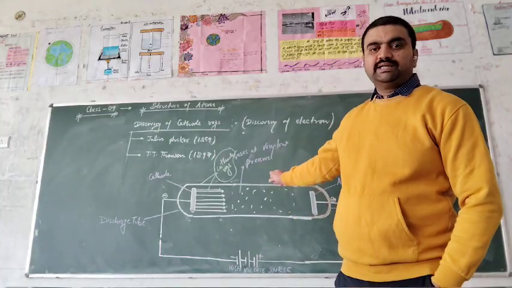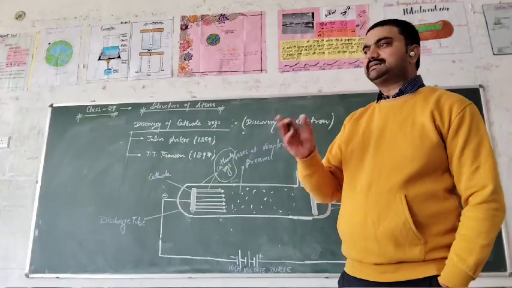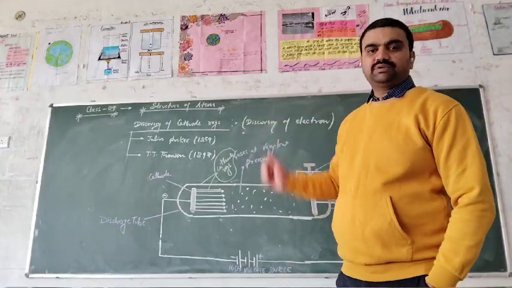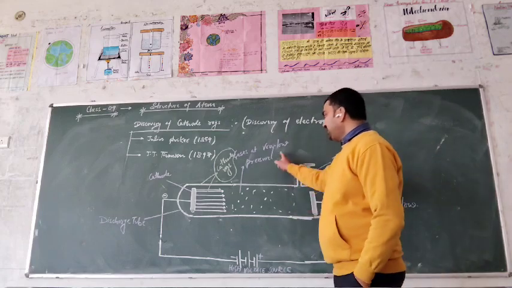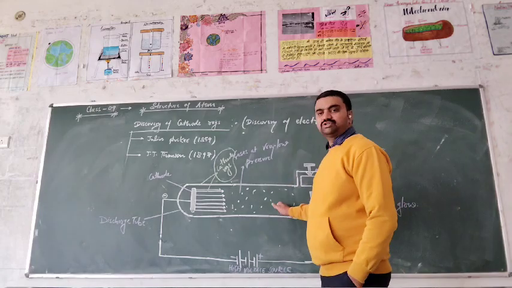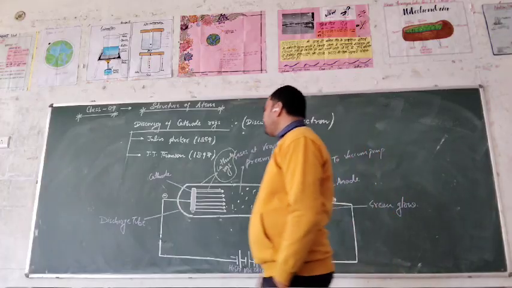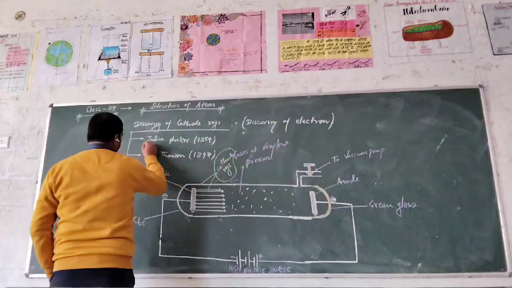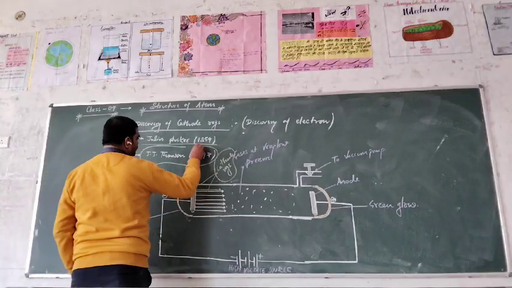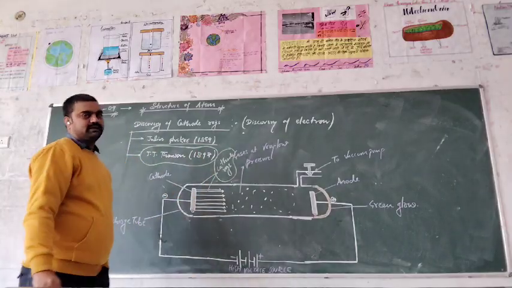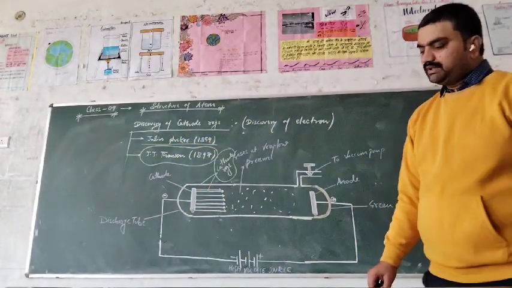This glow changes when we change the gas. In different gases, different colors are formed. It depends upon the nature of the gas. Firstly, he took hydrogen gas, and this green glow was formed. And after Julius Plucker's experiment, another scientist named J.J. Thomson was also very interested in knowing about the same thing by the discharge tube experiment.